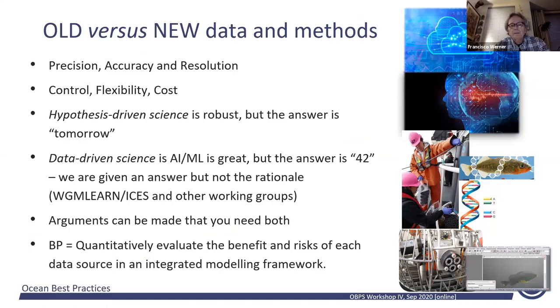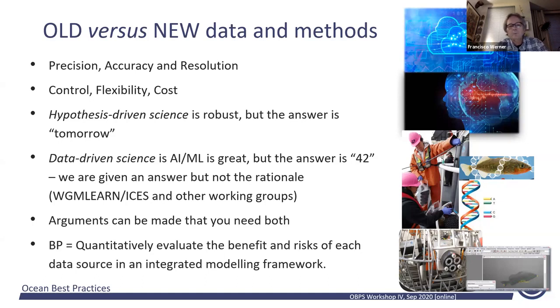So this is the balance that we're considering between hypothesis-driven science, which is robust but takes time, or data-driven science, where artificial intelligence and machine learning come in, but, a play on the Hitchhiker's Guide to the Galaxy, the answer is 42. So yes, we're going to use these instruments and machine learning and artificial intelligence. We get an answer, but we don't really know how it got to that answer. So we have an answer, but not really the rationale.